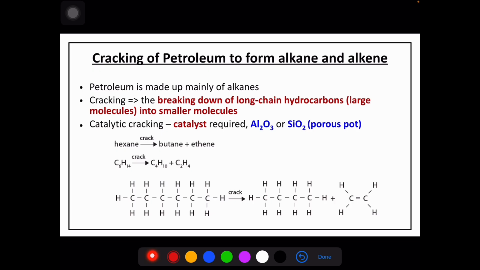You break down long chain hydrocarbons, that means large molecules, into smaller molecules, small alkanes and small alkenes, right? For this process to happen, you need a catalyst, right? As you know, catalysts speed up the rate of reaction. How do they do that? They speed up the rate of reaction by reducing the activation energy required for the reaction, and this will affect the frequency of effective collisions, and so on and so forth.